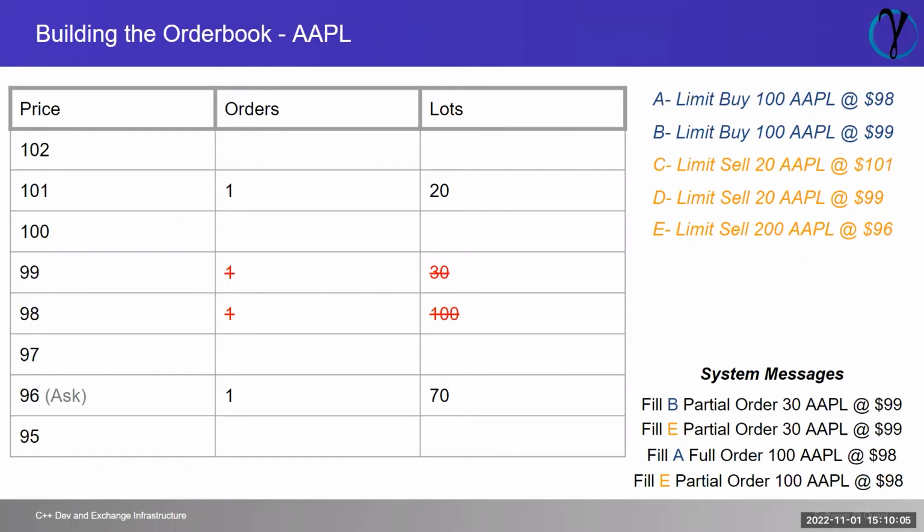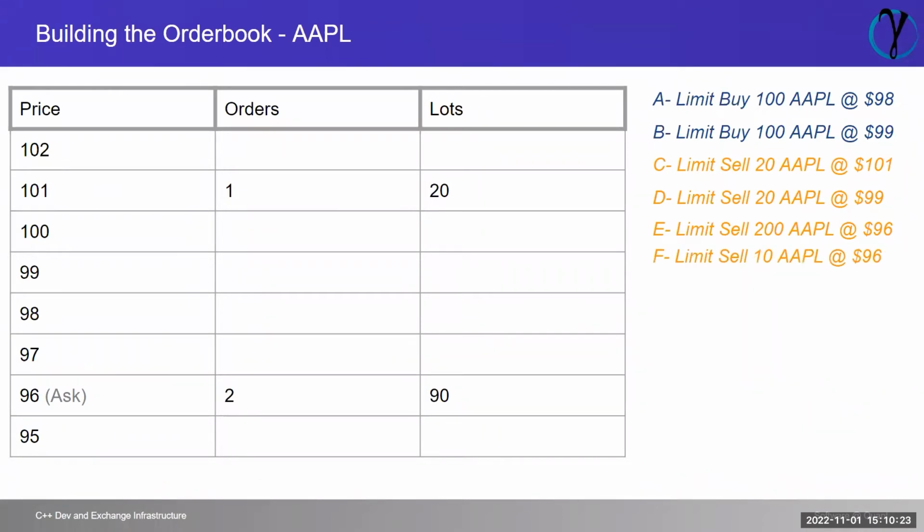So we got 70 left over, we got one order, and it's the best ask, right? We don't have a best bid anymore. One, there's no bids, and two, if there's any bid that's higher than 96 or at 96, it would execute against that. Otherwise, it would just rest on the order book lower. Okay.